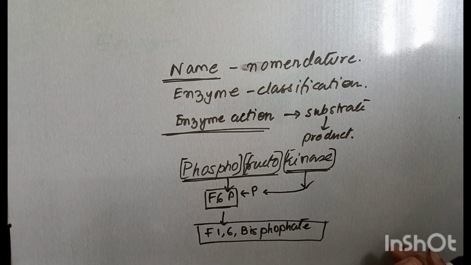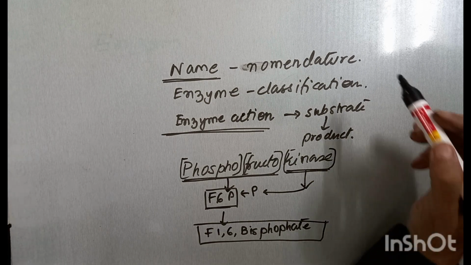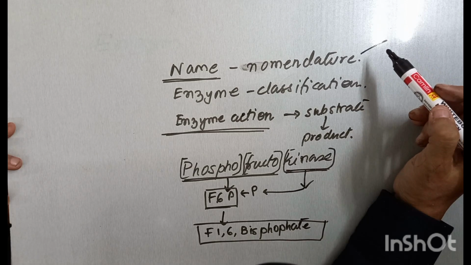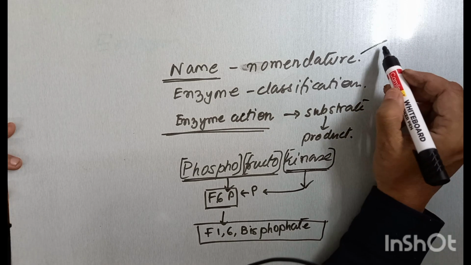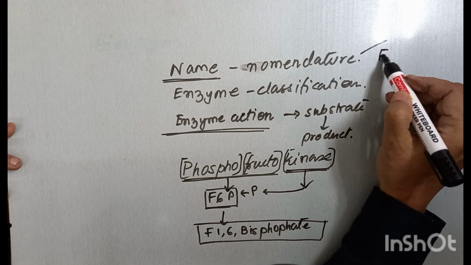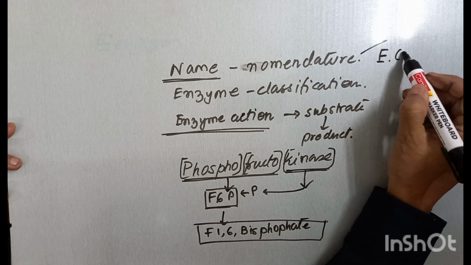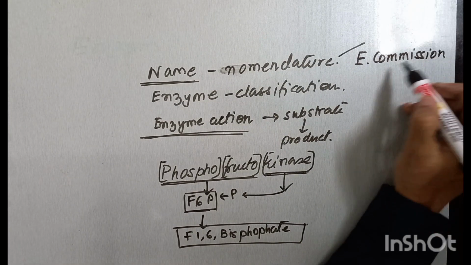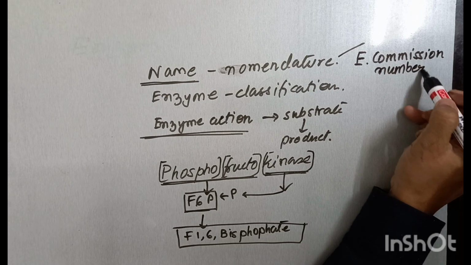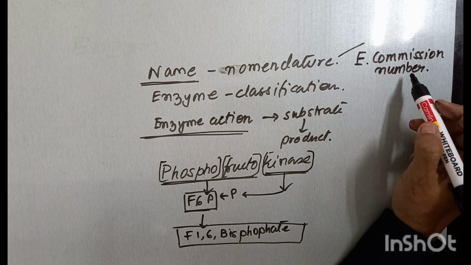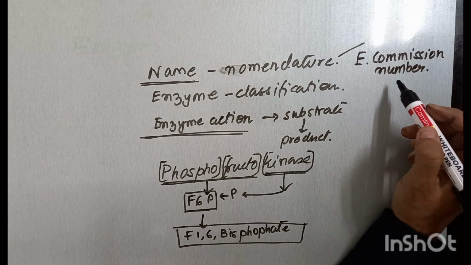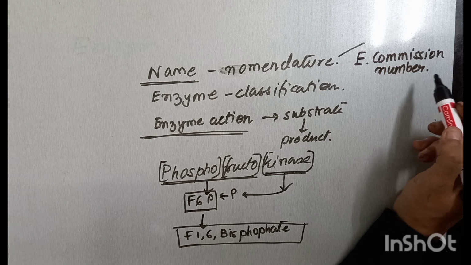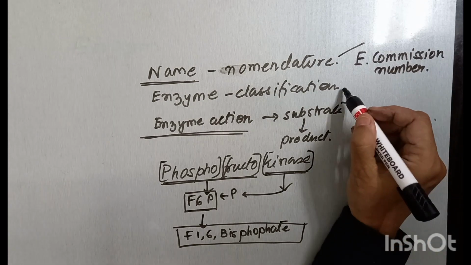So, a revision of whatever I have told you until now. This is nomenclature. Nomenclature means how do we name enzymes. So enzymes are named according to a particular terminology. It's called the enzyme commission number. Every enzyme has a commission number, like every book in a library has an accession number. So how do we write the commission number? What are the rules of writing a commission number? That I'll tell you in enzyme classification.